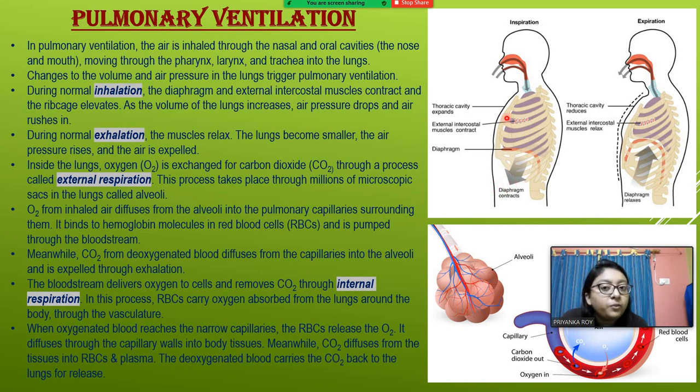So when the volume of the lung increases, obviously the air pressure inside the lungs drops. As we know, pressure and volume have an inverse relation. So with increasing volume, the pressure will drop. So what happens is that since air pressure is dropping over here and external air pressure is higher, air will just rush into the lungs.